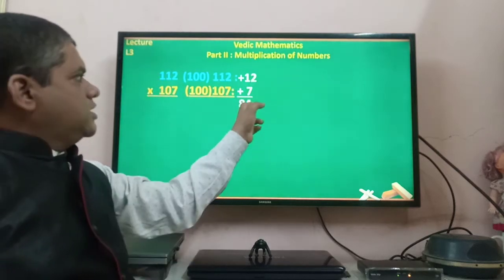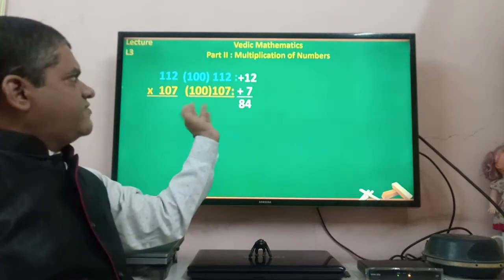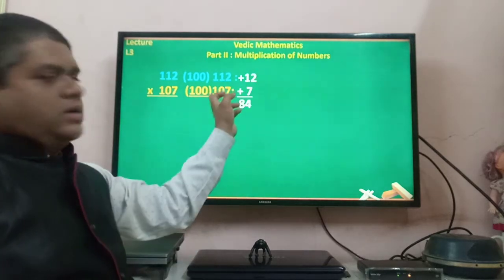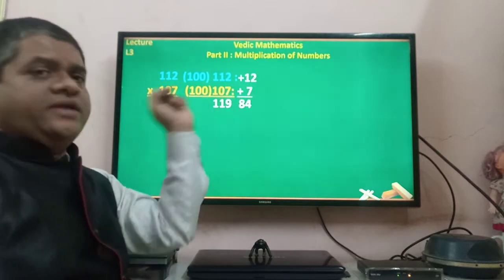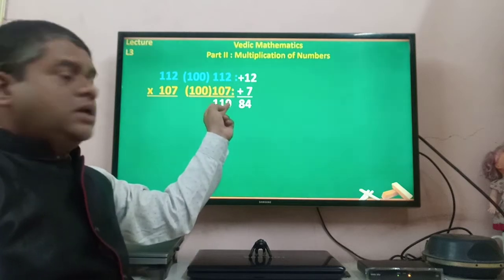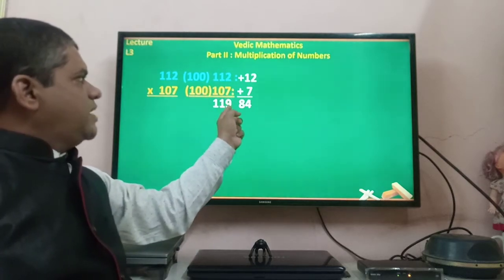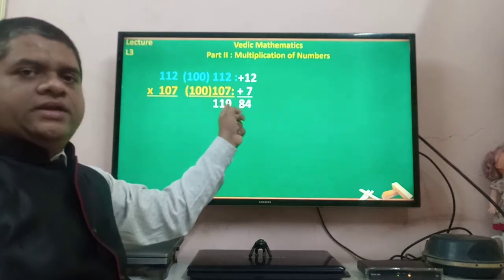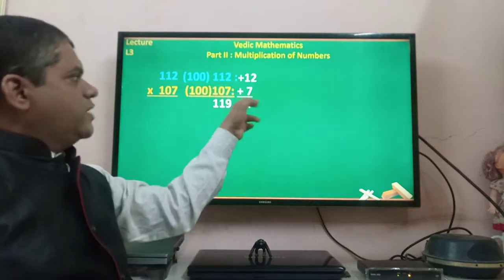And when the product is positive, this is what we have got on the right hand side. To get the left hand side, we have to add or subtract crosswise. So 107 plus 12, we get 119. Now though the number is 119, the base is 100. So to get the value of this number, we have to multiply 119 by 100. So it is 11,900. And to that we have to add 84.